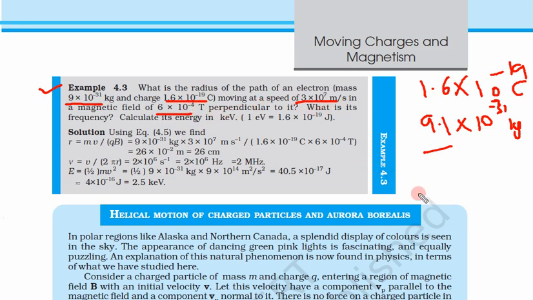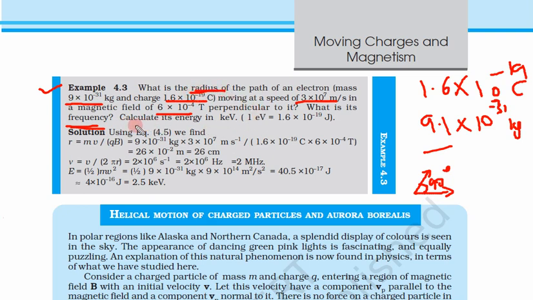So now the motion is in this direction and this magnetic field is perpendicular. So there is an angle of 90 degrees. Both are perpendicular. What is its frequency? We have to calculate the frequency and we have to calculate the radius.